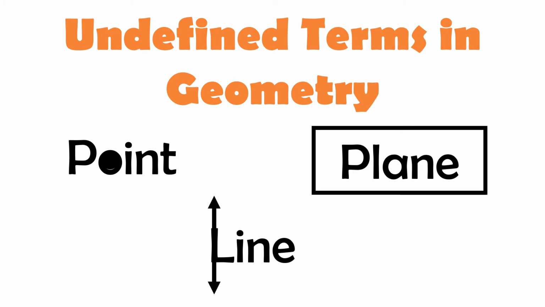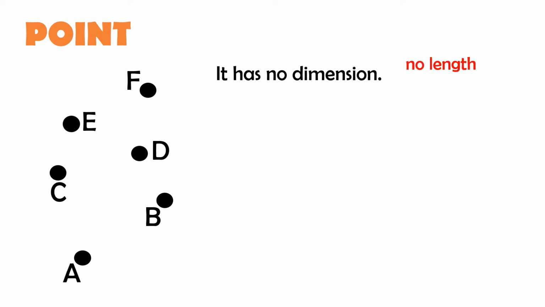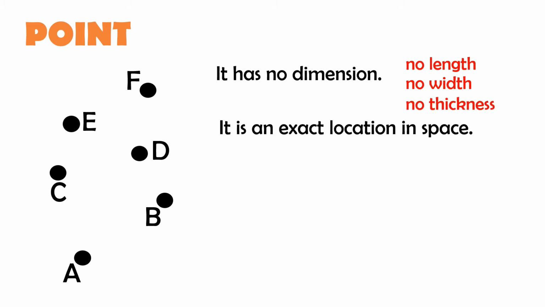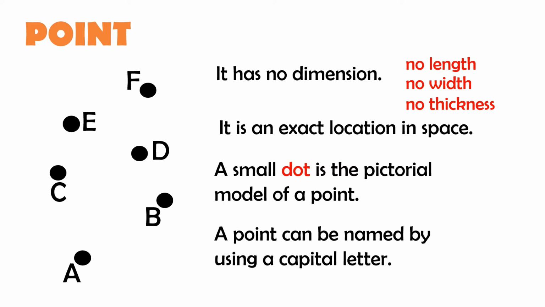Let us have point. A point has no dimension, it has no length, no width, and no thickness. We can think of it as an exact location in space. It is pictorially modeled by a small dot and is named by using a capital letter.